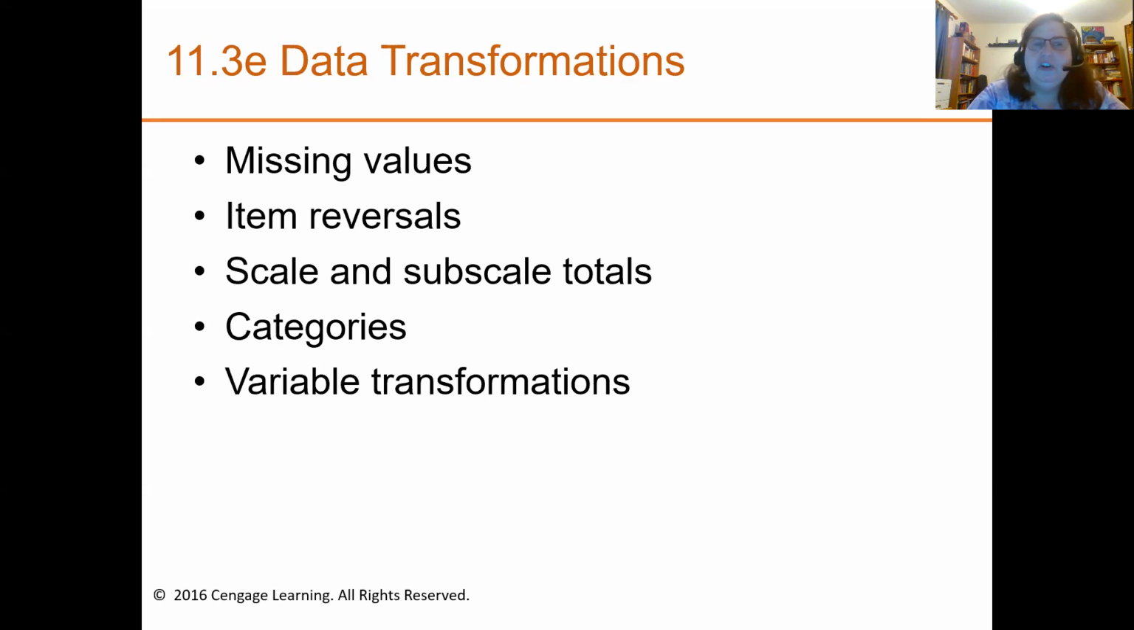Item reversals, we talked about reverse coding. So that's one thing you may have to deal with at this point. You probably want to get your scale and subscale totals, name your categories, and do any other variable transformations that are appropriate at this time.